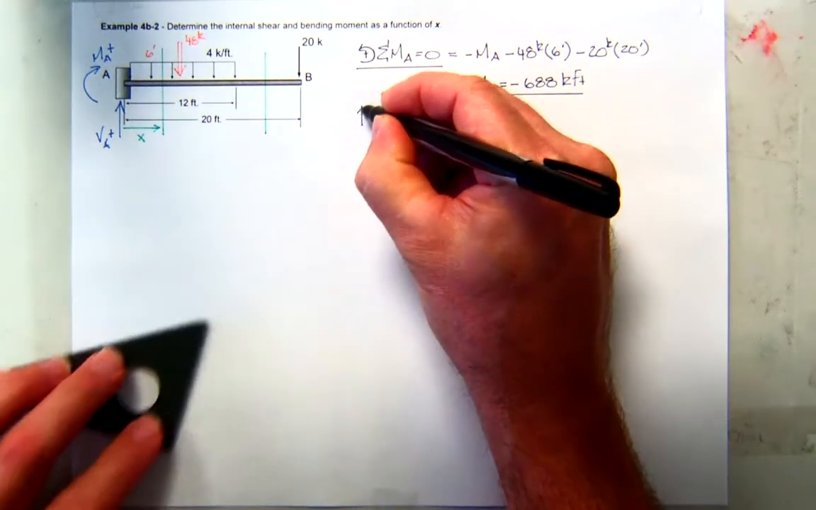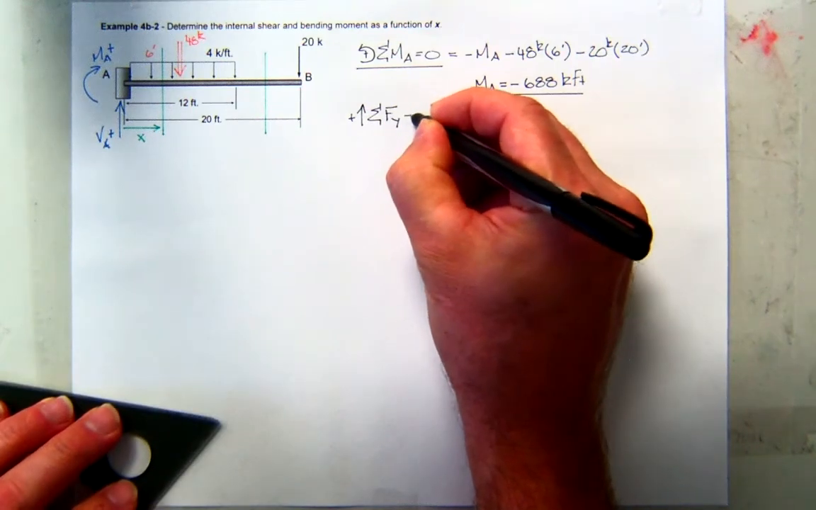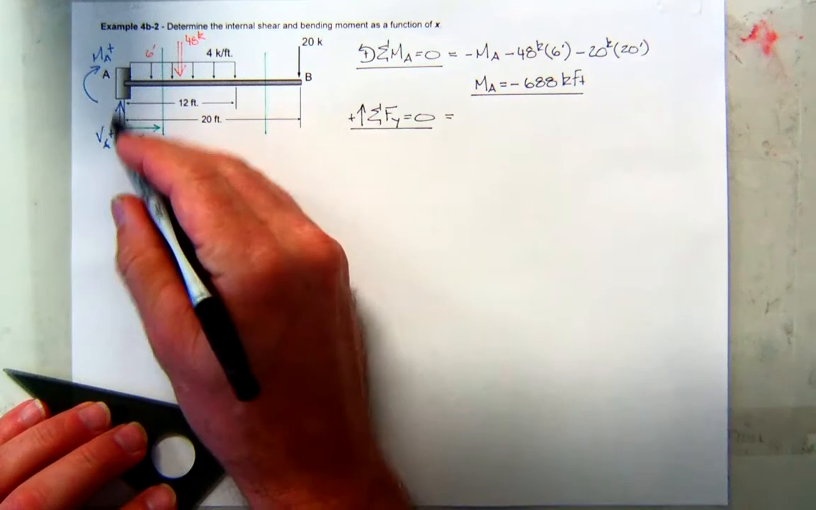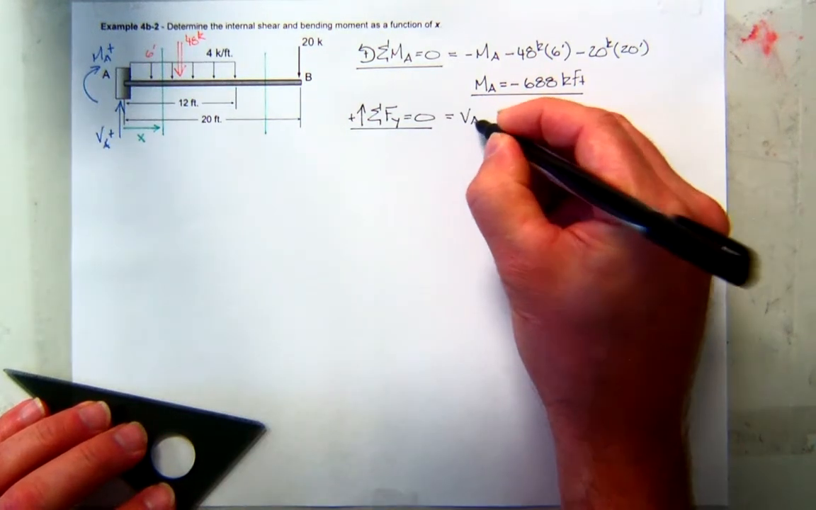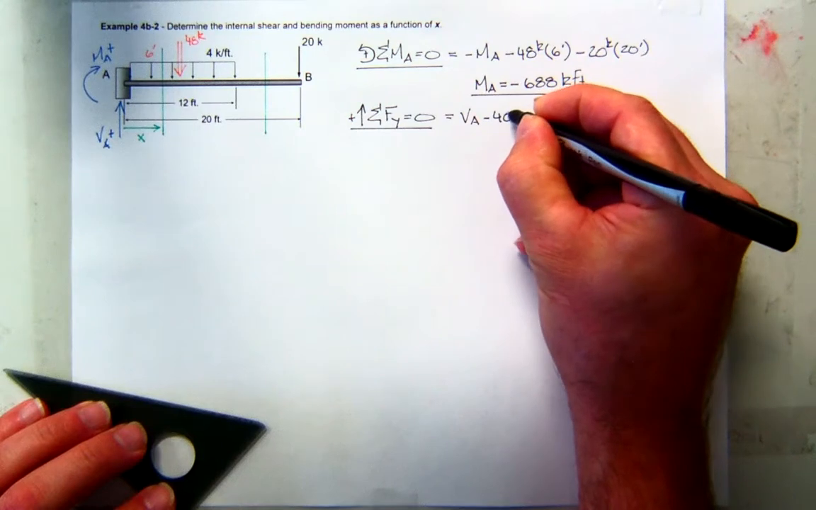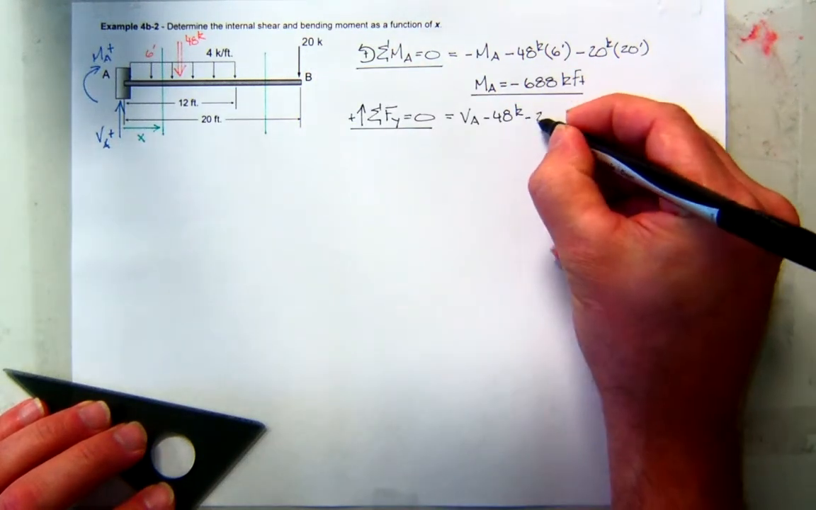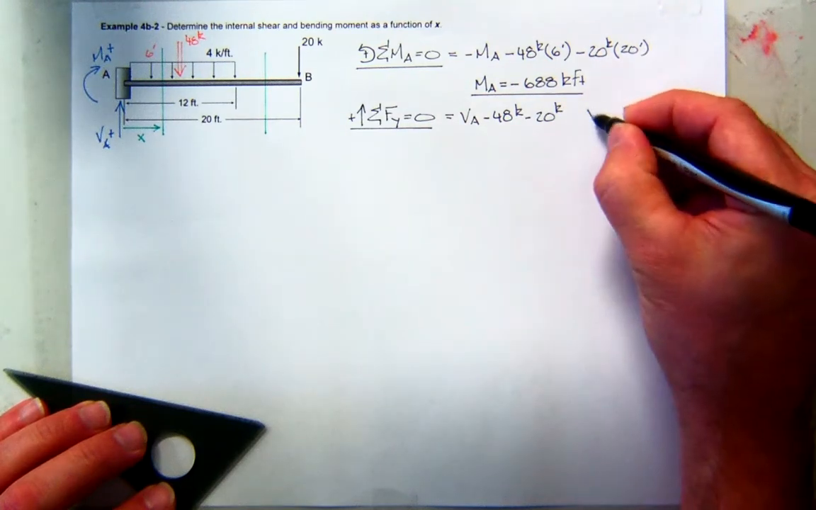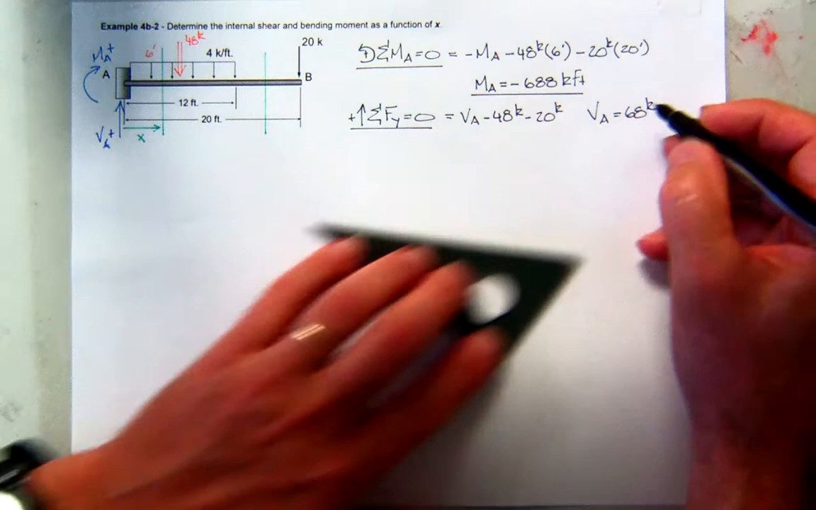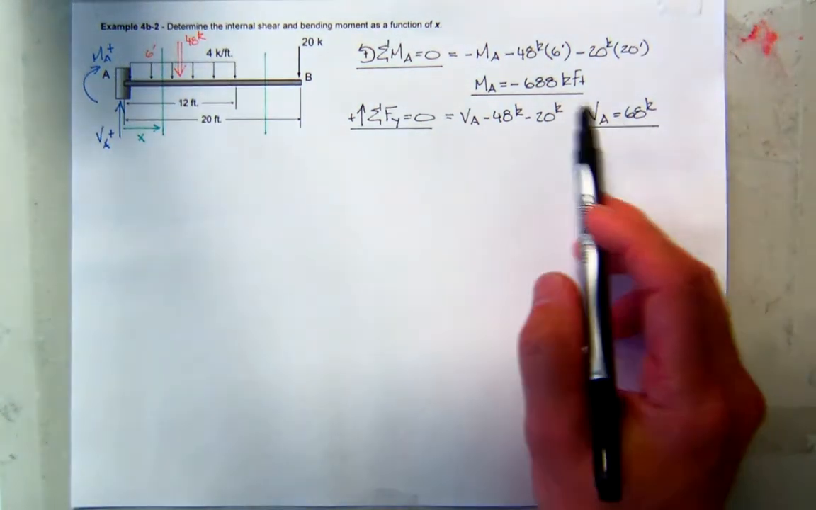And then we can sum forces in the y direction, and we should be able to find our shear force. So again, I'll assume up is positive. So my shear force is up. My concentrated equivalent force is down. And this 20 kip force out here on the end is also down. So it looks like the shear at A is 68 kips. So I'm going to start at A with a positive shear force and a negative bending moment.